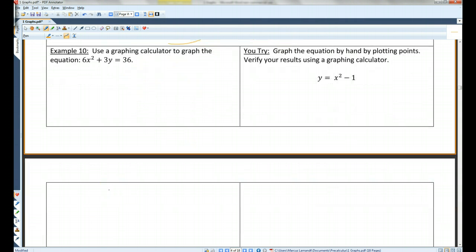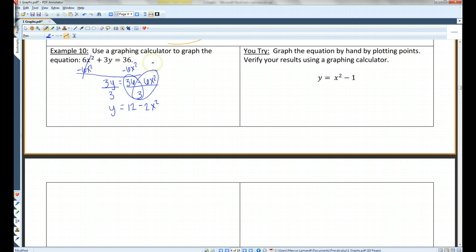Okay, use a graphing calculator to graph this equation. Before we can use a graphing calculator, you have to get y all by itself. So I'm going to isolate my y. I'll subtract 6x squared from both sides. This goes away. I've got 3y equals 36 minus 6x squared. Divide by 3. This time we don't have to leave it as a fraction because this divides by 3 and this divides by 3. 36 divided by 3 is 12. 6x squared divided by 3 is 2.